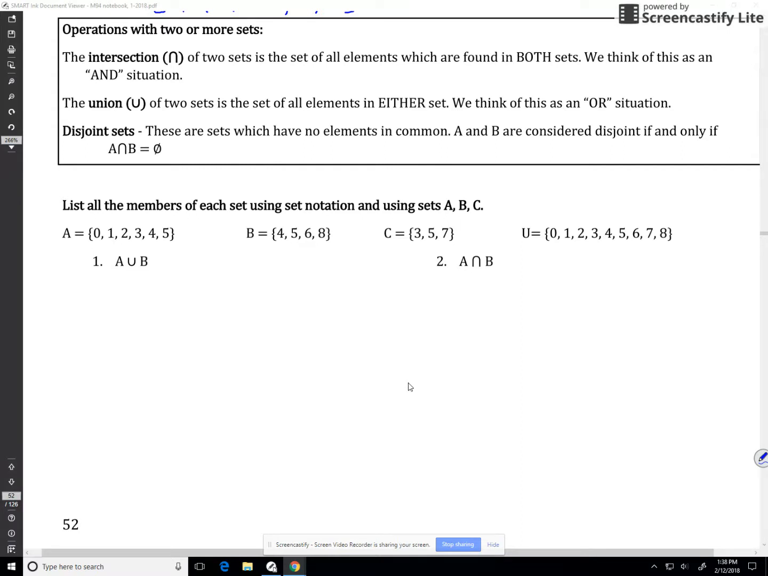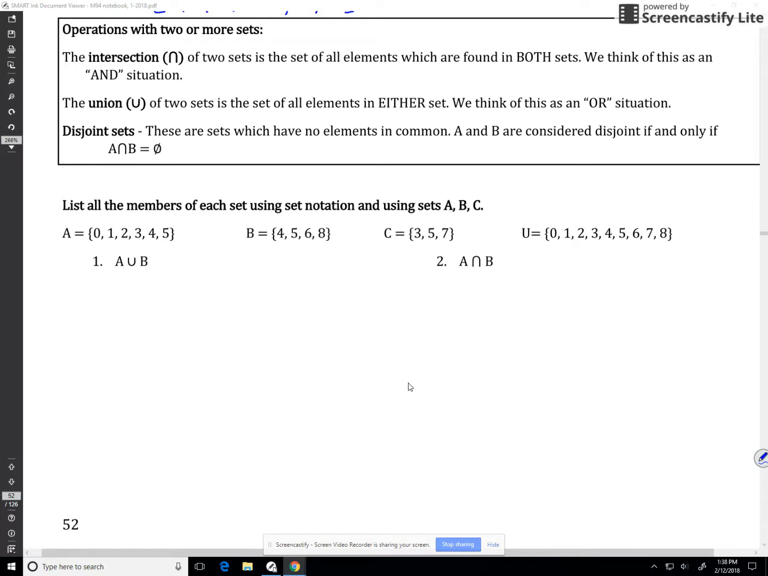Finally, we have the idea of disjoint sets. These are sets which have no elements in common. A and B are considered disjoint if and only if their intersection is the null set. So again, they can only be disjoint if they have nothing in common.